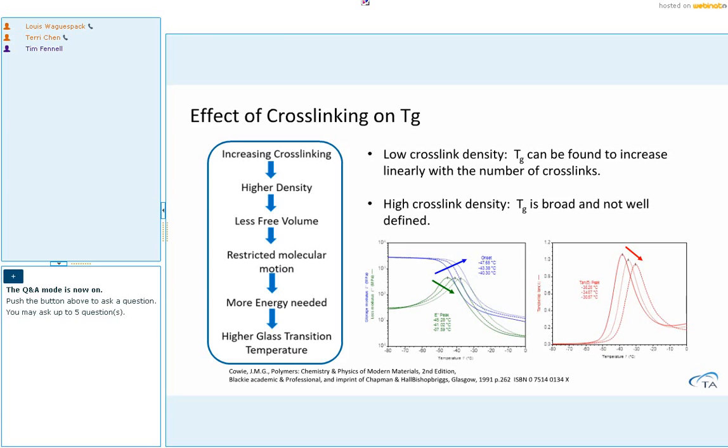From this slide, you can see the DMA measurement results. When increasing cross-linking density, Tg shifts to higher and higher temperatures. Also, the tan delta peak height becomes lower, and the peak becomes wider. At low cross-linking density, the glass transition shift increases almost linearly with the number of crosslinks. But at higher cross-linking density, especially in highly cross-linked and highly filled thermoset systems, the glass transition becomes really broad and weak, and cannot be easily identified using the DSC technique.